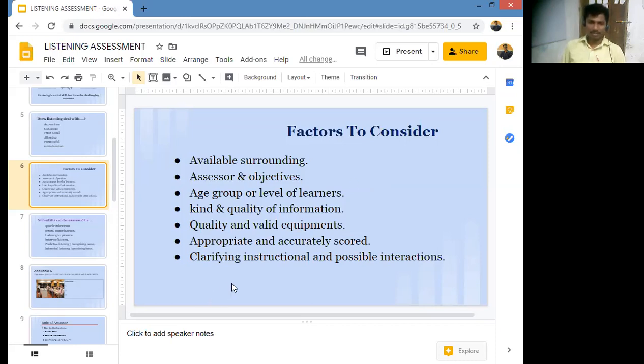Now, with our learners, my friends, not only this, but we can find some more keys, more factors to consider as per our expectations, as per the need. So try to add some more factors to it, which we have to consider while assessing our learners, while assessing the listening skill.